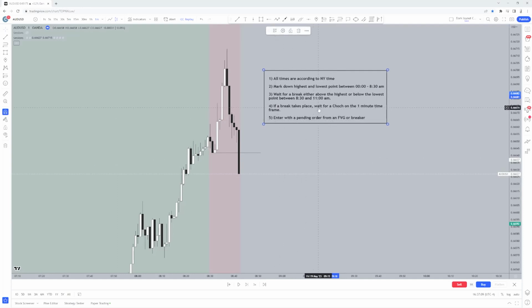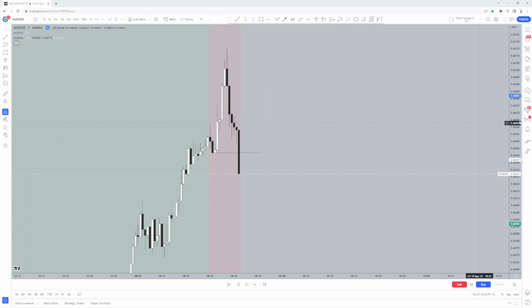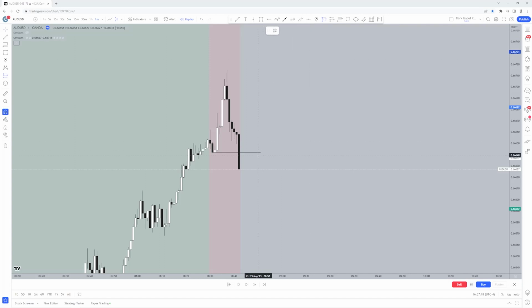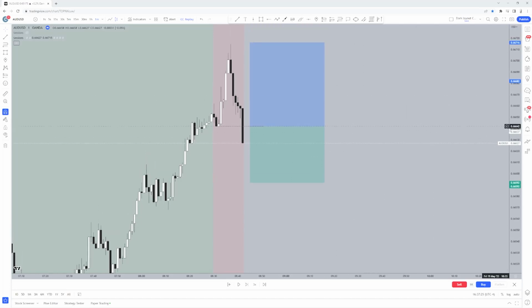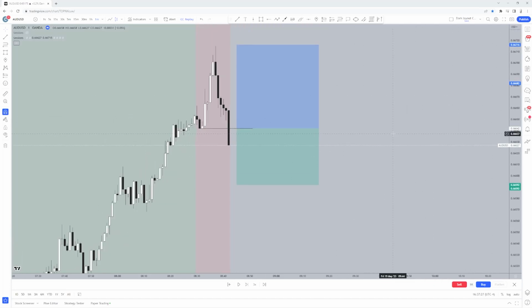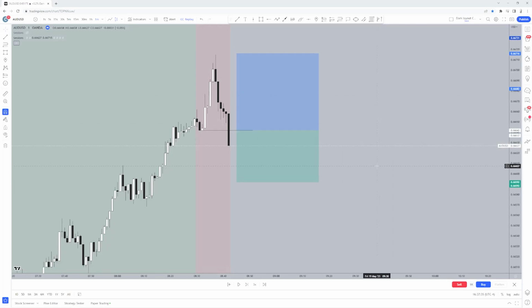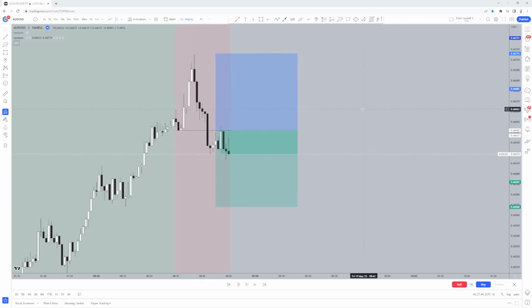If a break takes place, wait for a retest and then enter with a pending order from an FVG or a breaker block. On these occasions, I do understand that price might not come that far back, so I will be choosing the breaker block, which is exactly right here. And if you want to learn more about breaker blocks and fair value gaps, 2 or 3 videos I will leave down in the description. You have to go and watch them and you will become an expert instantly, so no need to worry about that. Let's check this out.